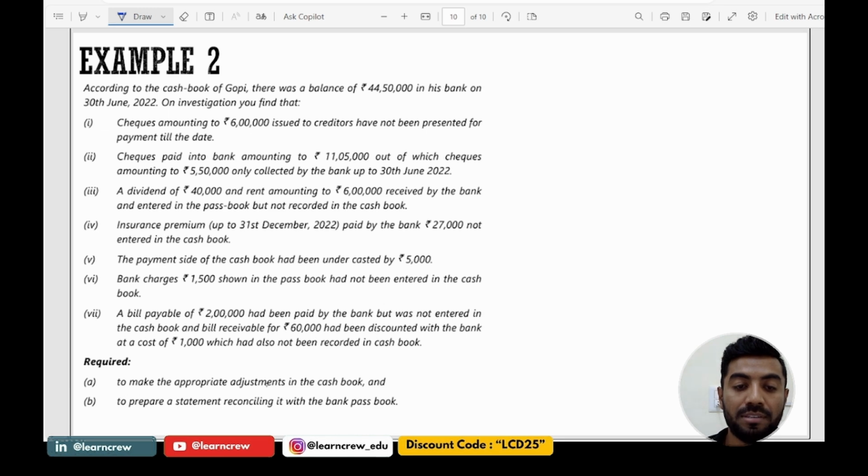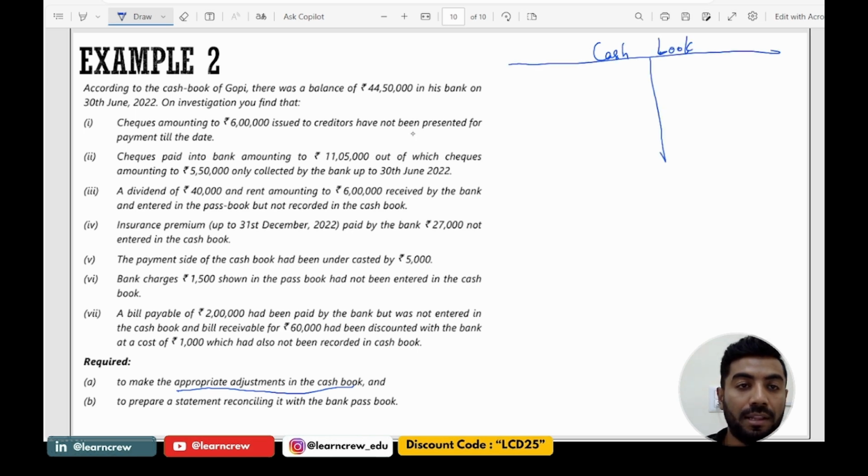To make the appropriate adjustments in the cash book, and to prepare the statement reconciling it with the bank passbook. Okay, done. We'll take this up. So what we have to do first is prepare the adjustments. We have to make appropriate adjustments in the cash book. So open a cash book account.